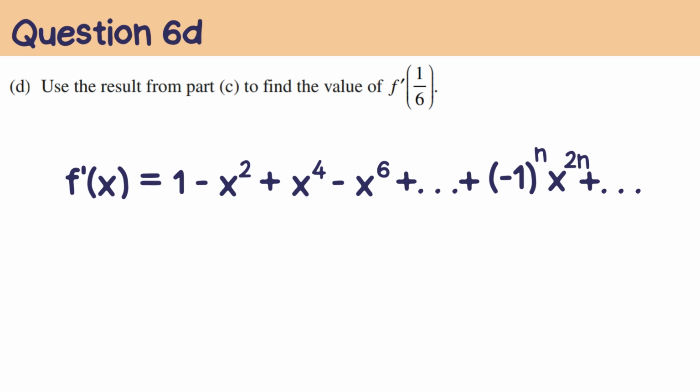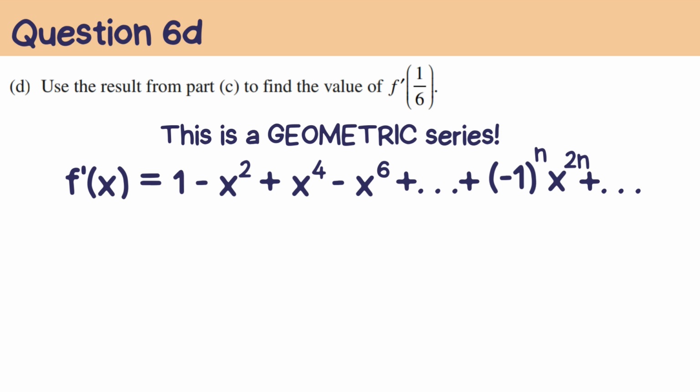Here is our f prime of x that we found in part c, and we want to find an accurate summation of this. And we can't just plug in 1/6 because not all the terms are shown, so one thing that you can do is you can find the sum, because this is a geometric series. We can find the sum of a geometric series, if you remember, and we first need to find out what our r value is, or our ratio of each term that's being multiplied.